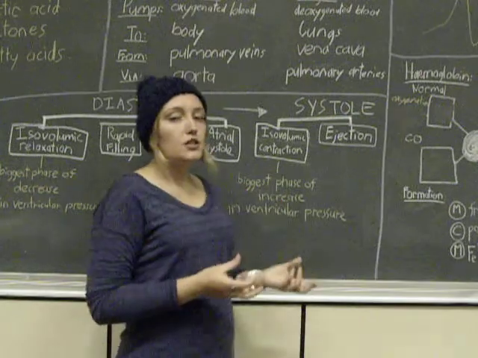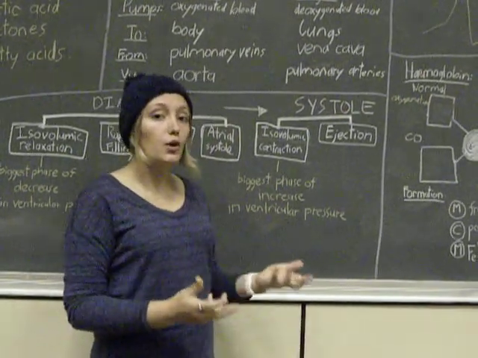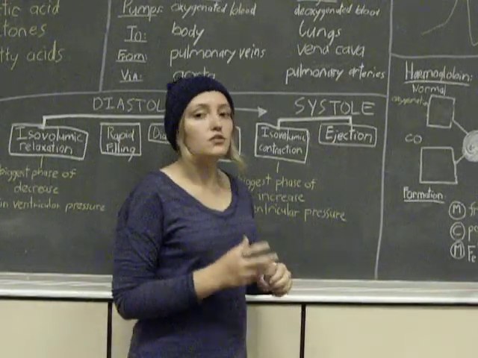And then, once the pressure in that ventricle reaches a high enough point, it will cause the semilunar valve to open, which is when you will get ejection, which is when the blood will move out of the ventricles into the vessels.